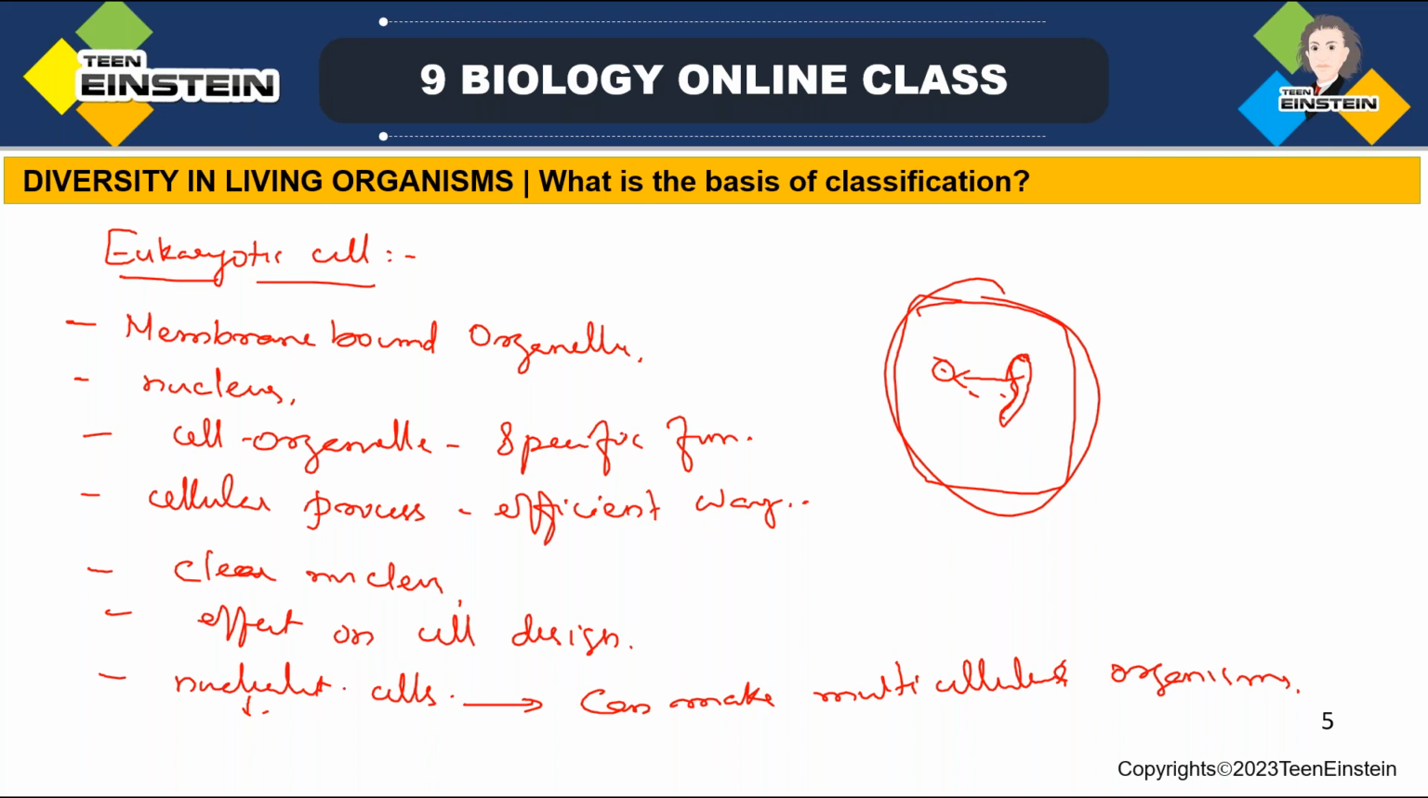Here we can take a cell with nucleus and without nucleus. So that can be the basic character. One among the basic characters you can select is cell with nucleus and without nucleus. So a eukaryotic cell has membrane bound organelles, and there you can see a specific nucleus that is also membrane bound.